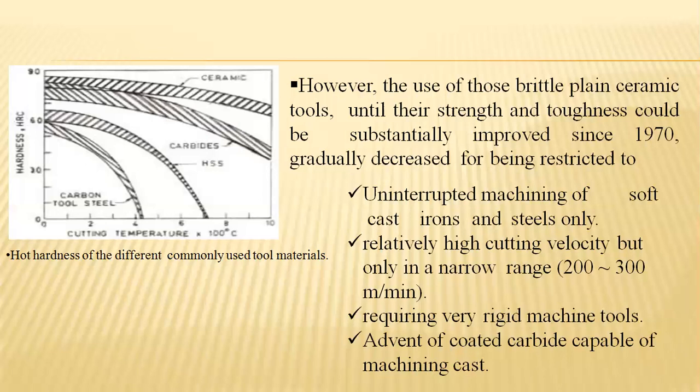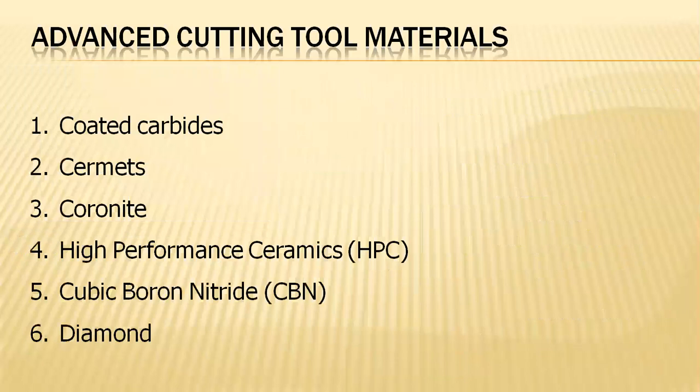So high feed rate is not allowed, particularly for steel materials, which have an iron composition. These tools have relatively high cutting velocity in a very narrow range, that is 200 to 300 meters per minute, requiring very rigid machine tools. And coming to the advanced cutting tools: coated carbides, ceramics, cubic boron nitrides, and diamonds are the advanced cutting tool materials utilized for various machining processes.